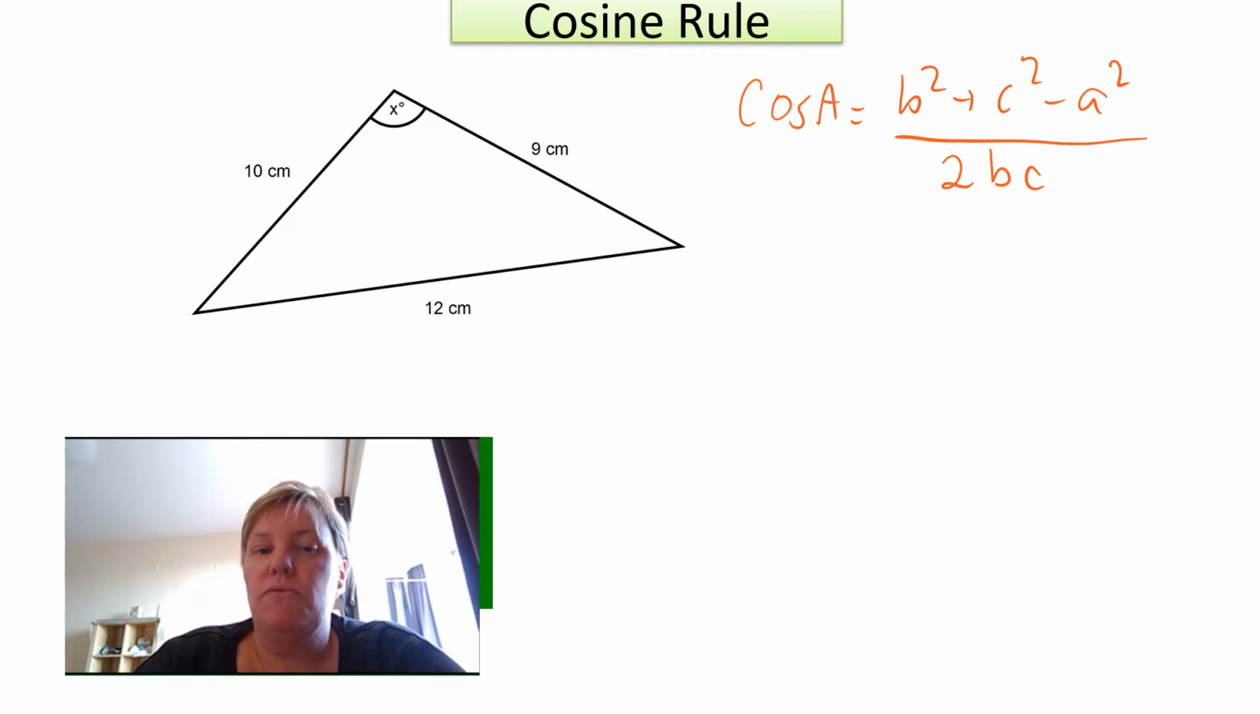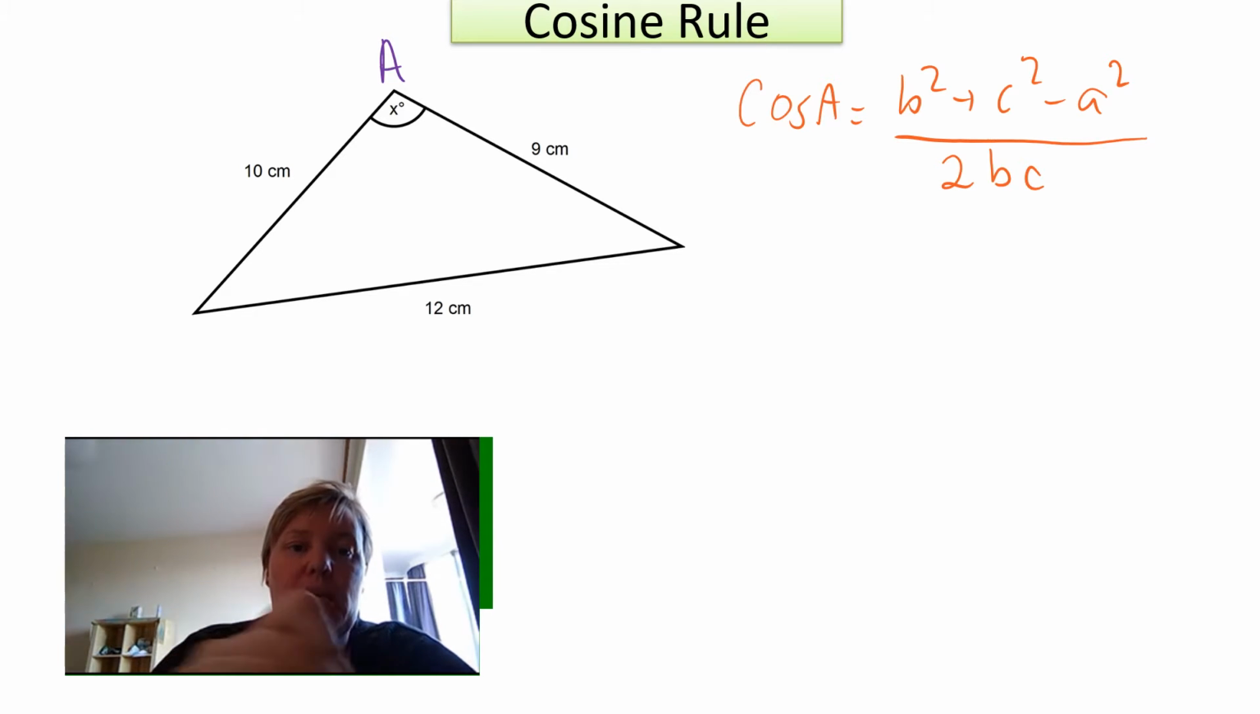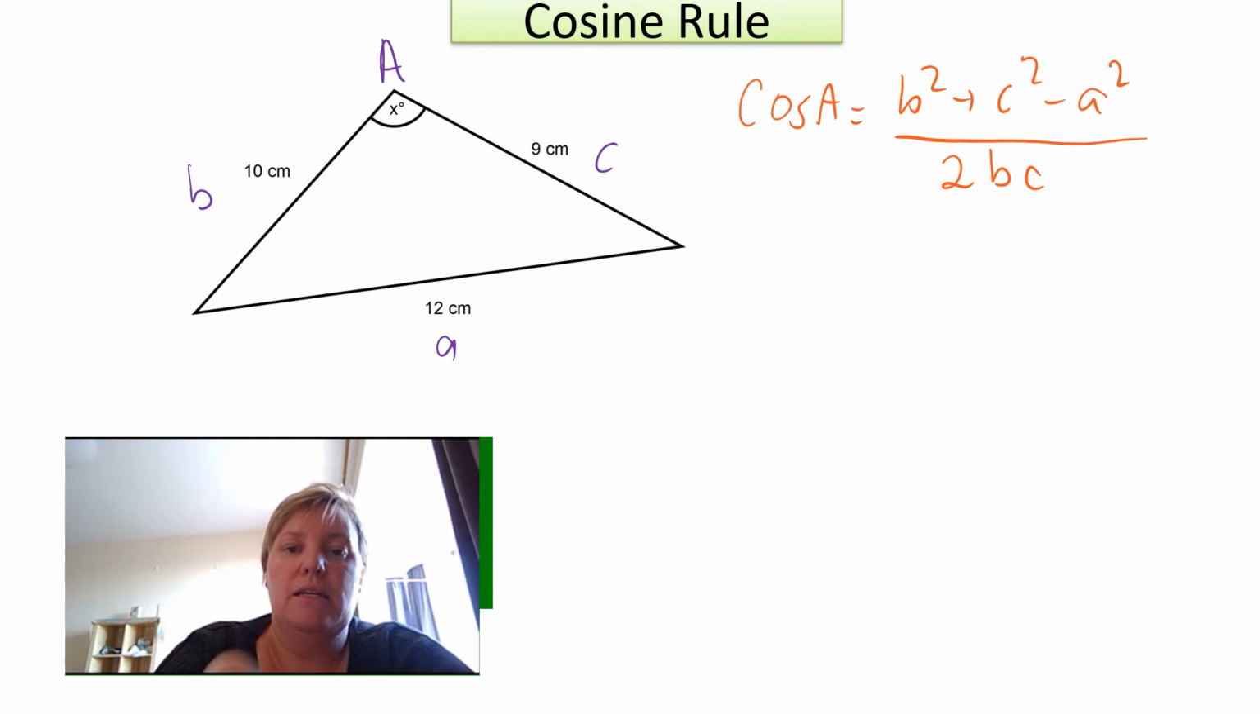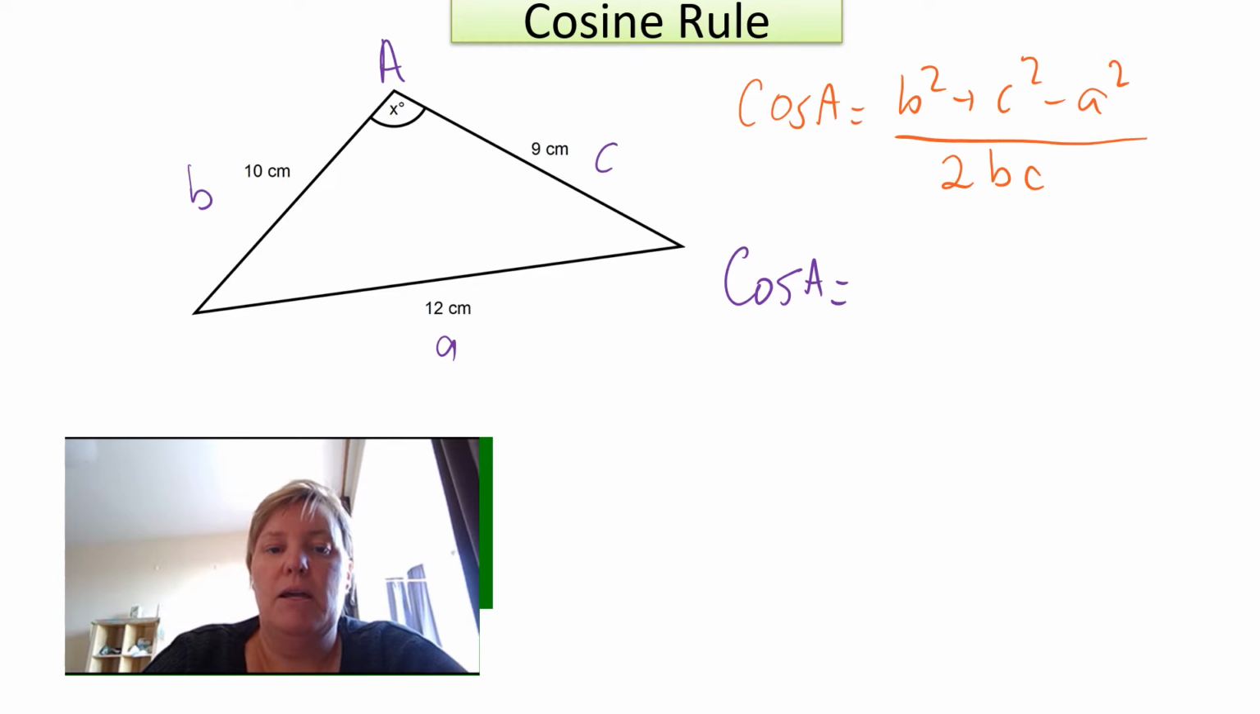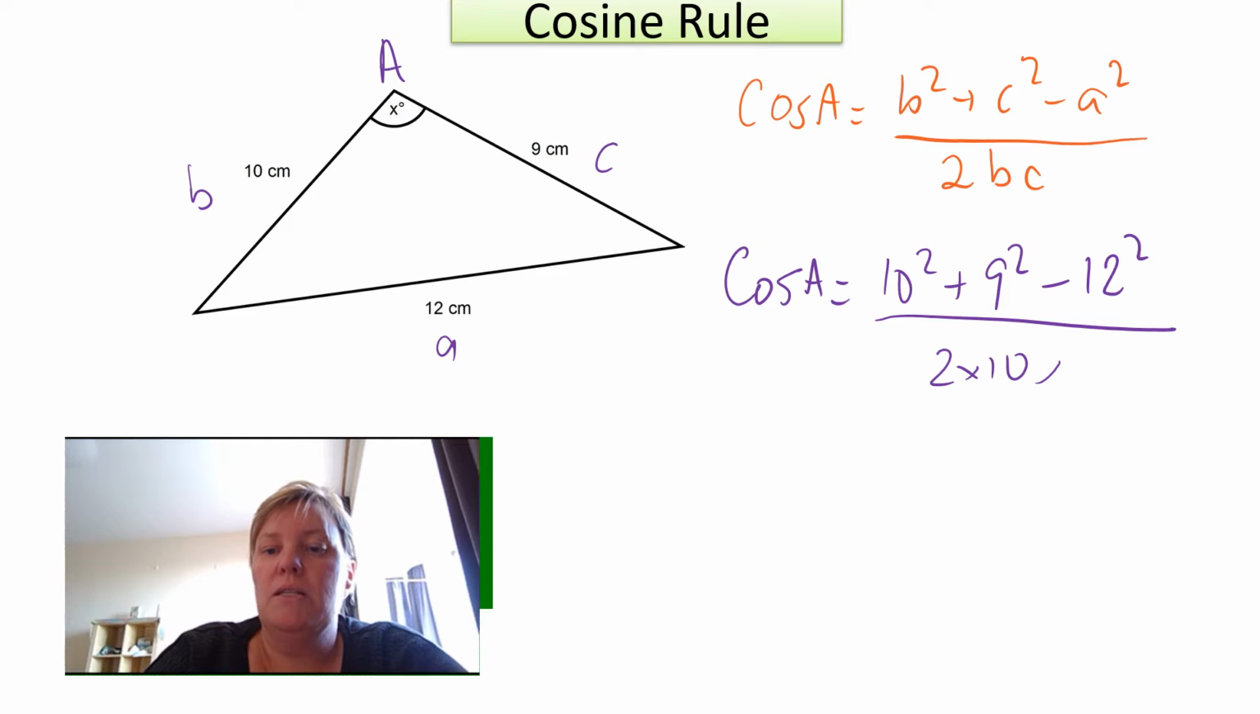All right, let's have a wee change of color here. So the angle A is the one that's missing, so I'm going to label that. So that means its opposite side is A, and the other two guys here just hang out being B and C. All right, so let's load her up. Cosine A, all right, B squared is 10 squared, C squared is 9 squared minus that A, which is 12 squared, over 2 times 10 times 9.